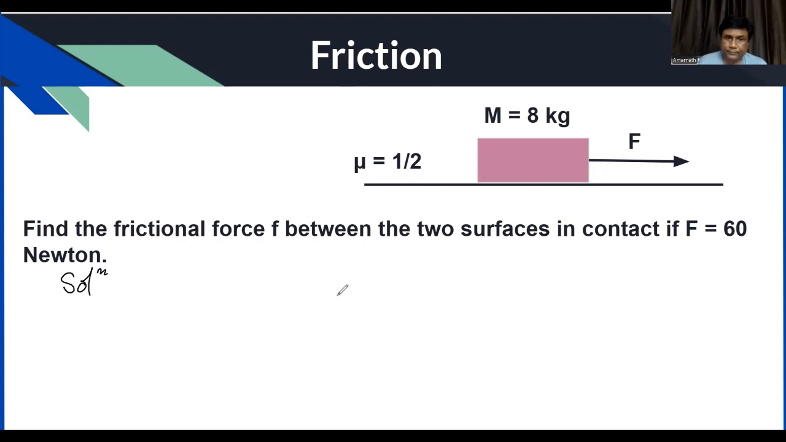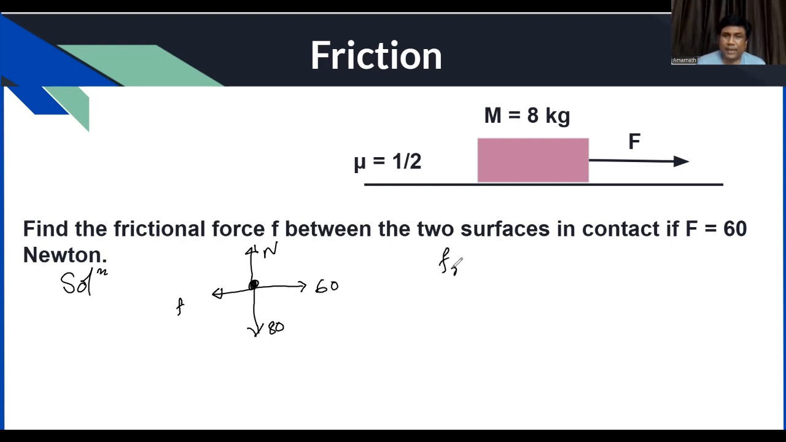So this is the solution. Let me draw the free body diagram. As I have already told, 8 kg means the downward force will be 80 Newton. The upward force will be N. The rightward force will be 60. And the leftward force, I don't know what it will be, because it is a variable force. It varies from 0 to F max.